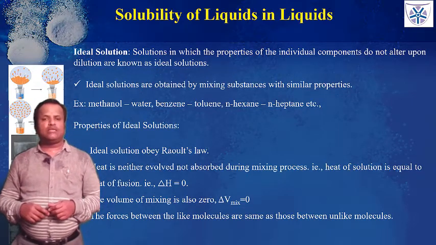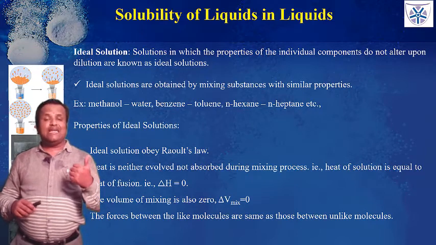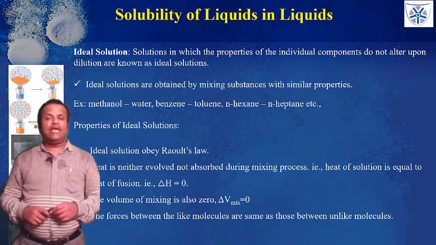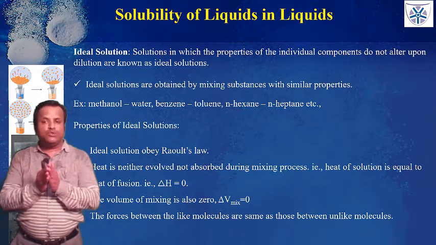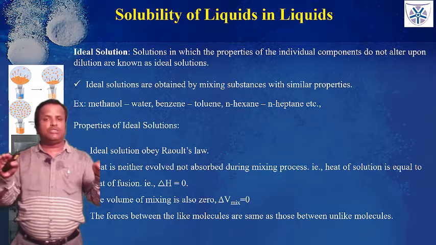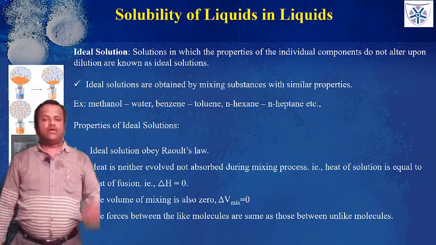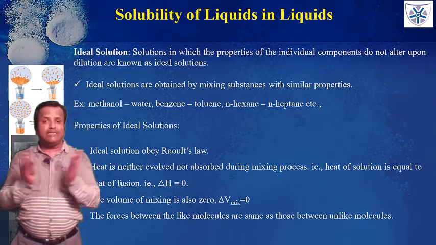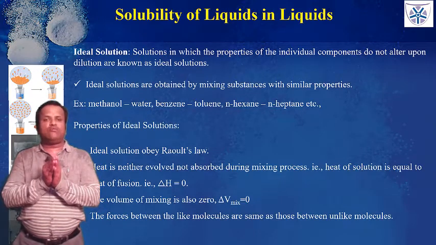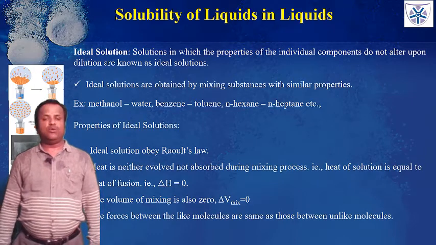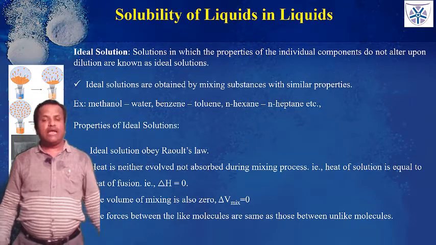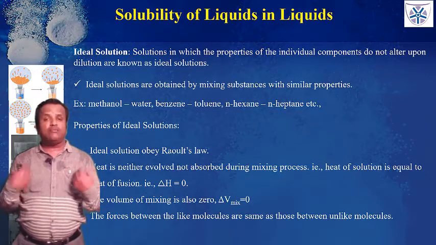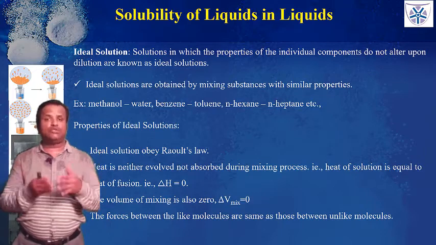The point number 2 in the properties of ideal solution is heat is neither evolved nor absorbed during the mixing process. That is, heat of solution is equal to heat of fusion. The third one is the volume of mixing is also 0. If I am mixing A and B, delta V mix, the total volume change of the mixture is equal to 0. The fourth one is the forces between the like molecules are the same as those between unlike molecules. So whether it is a like molecule or unlike molecule, the intermolecular interaction should be equal.